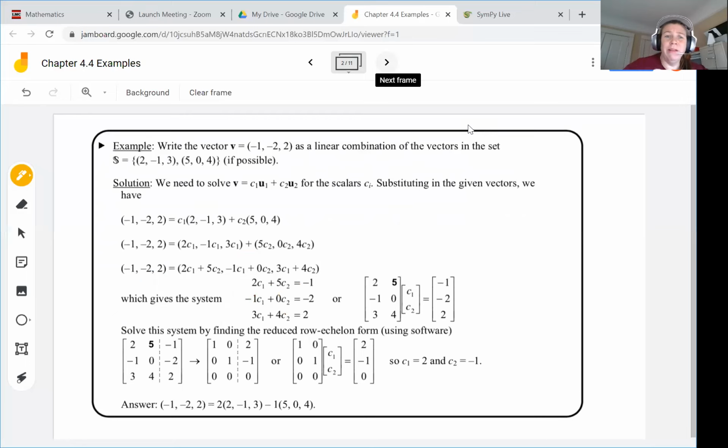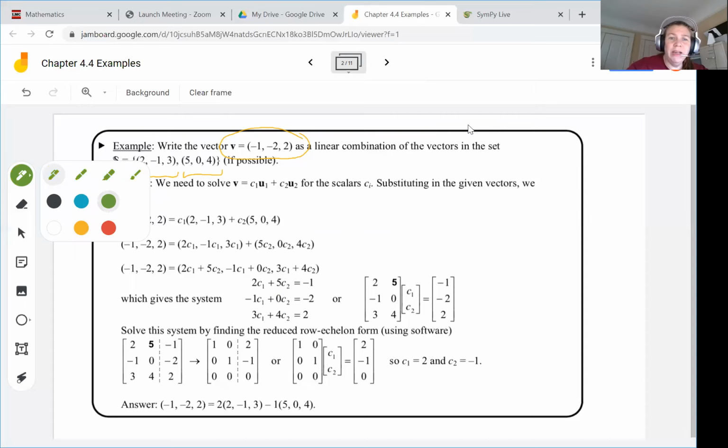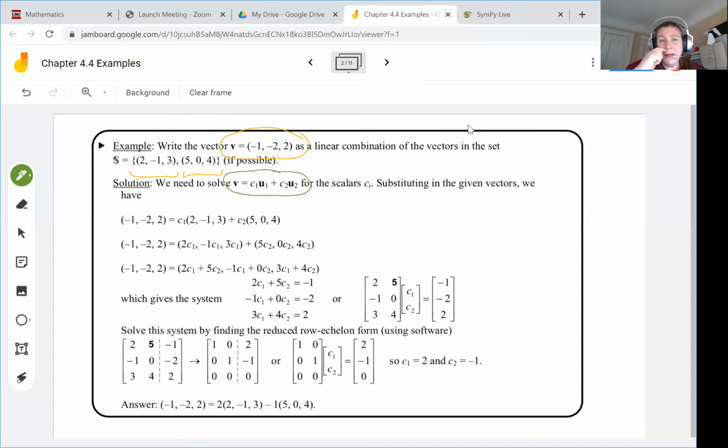So in this example, we're going to write this vector V equals -1, -2, 2. So this is in R3, a 3-tuple, as a linear combination of the vectors in the set 2, -1, 3 as the first vector, and 5, 0, 4 as the second vector, if it's possible. So the equation that we're solving here is V equals some scalar times U1. So I'm going to call our first vector here U sub 1, and some scalar times our second vector. So I'm going to call our second vector here U sub 2. And these scalars are going to be what we solve for.